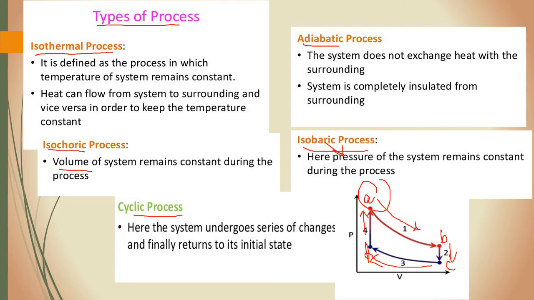So a cyclic process is also a kind of reversible process, because the system is again regaining its original state by going through physical or chemical transformations, and it is again regaining its initial state.